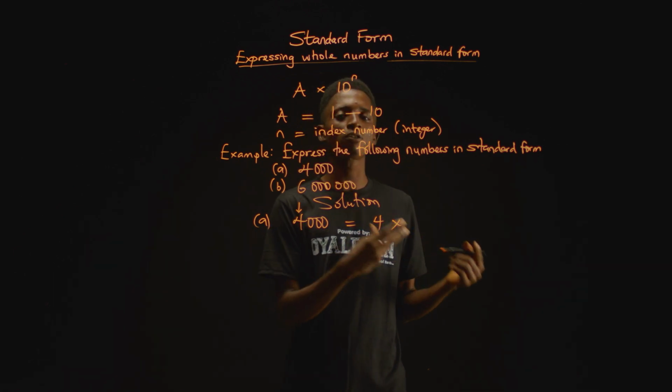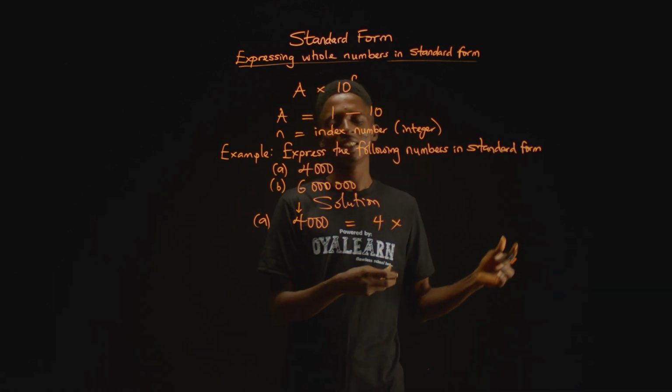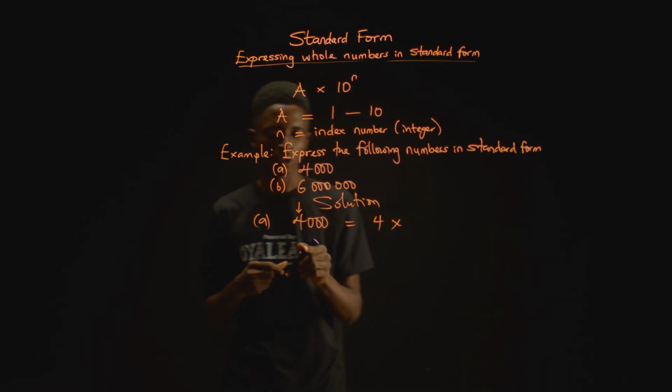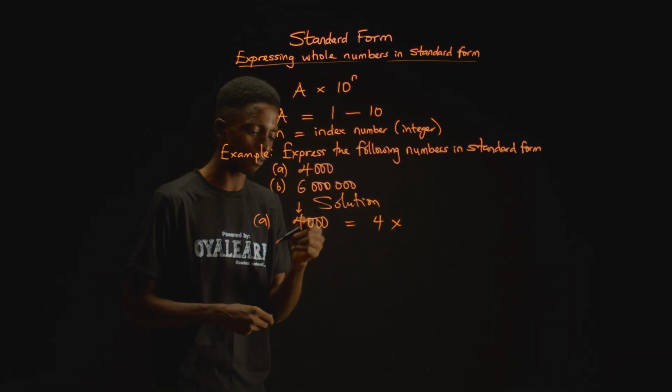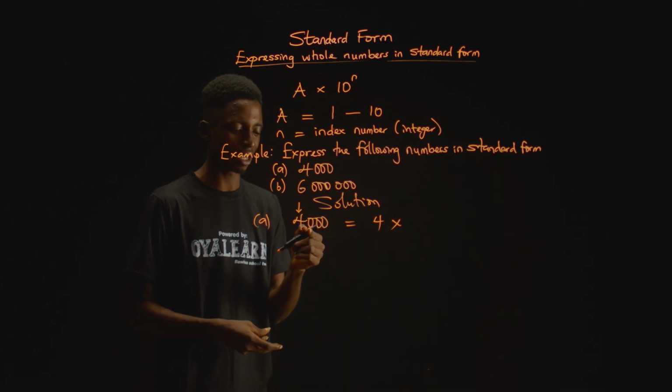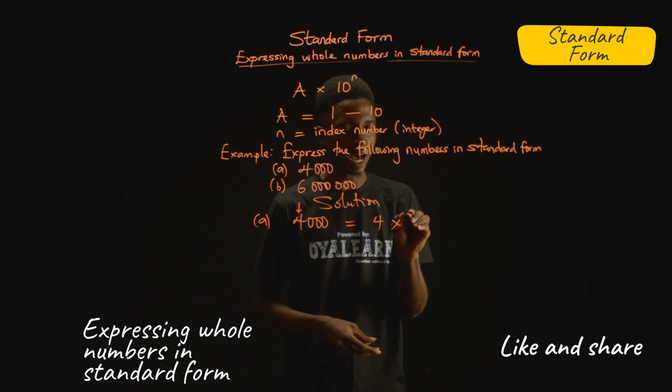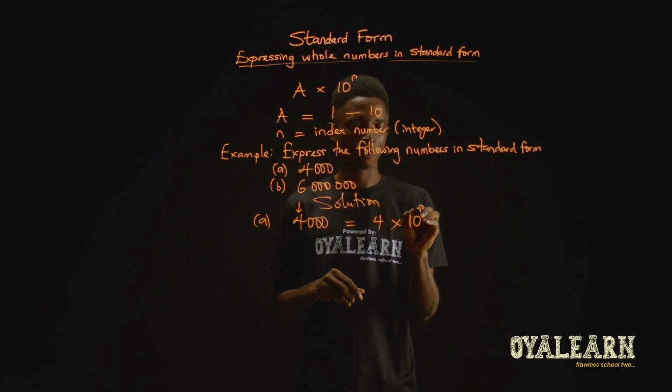Now, to know the power of 10 you use, you count the number of digits that follow this first non-zero number you have picked. So after this 4, we can see that we have 3 more digits, which are 0. So we have 1, 2, 3. That means our 10 will carry a power of 3.